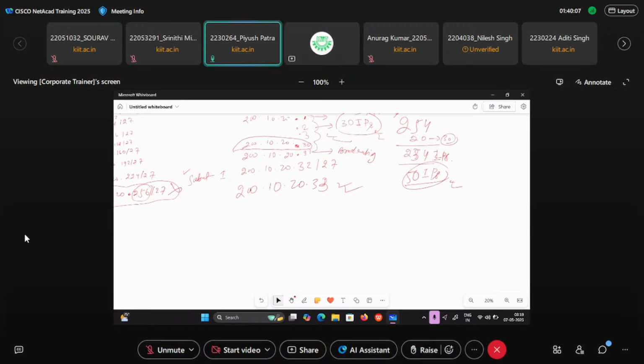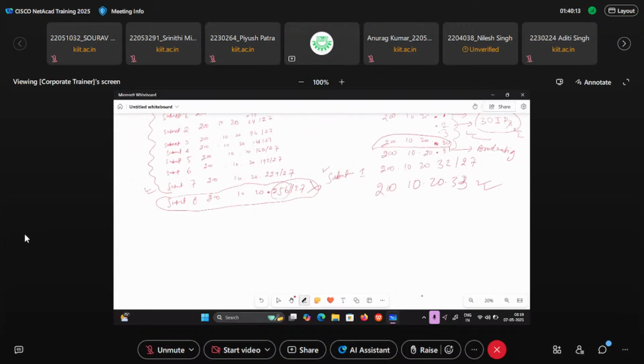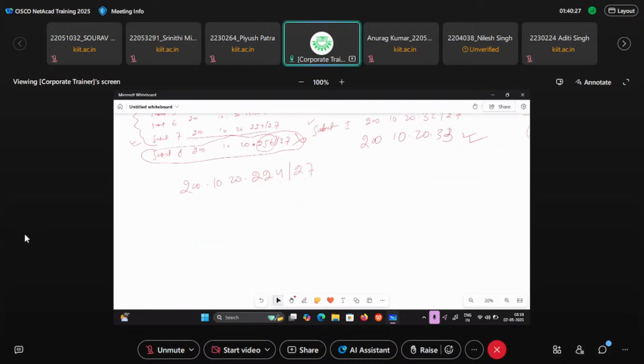So just see, my subnet 7 starts from this IP. Just look here: 200.10.20.224. This is my network ID. Remember this, this is not a usable IP. Guys, just think of it, this is one of my network IDs. In the subnet, this is used as a network ID.